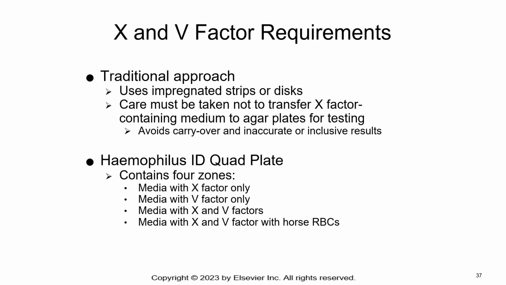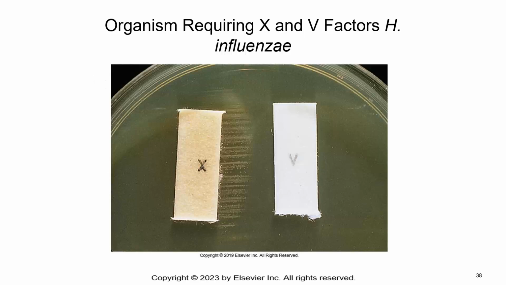It contains 4 zones: media with X factor, V factor, X and V, and media with X and V with horse red blood cells. So this shows an organism requiring X and V factors. How do we know it requires both? Well, it's growing very close to the X factor, but the V factor is diffusing out in all directions, and the X factor is diffusing out in all directions. If it just required X, it would grow all the way around the surface of the X. If it just required V, it would grow all the way around the surface of the V. But because it's only growing in the center here, it requires both.